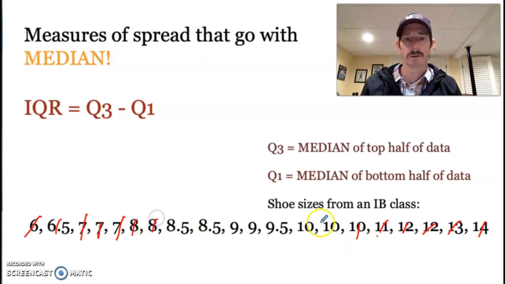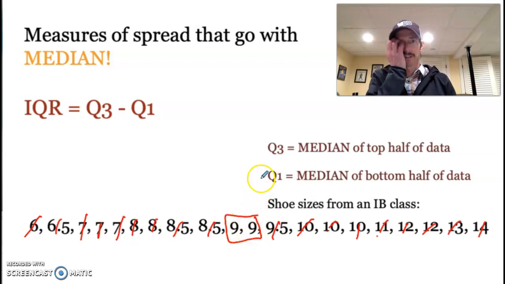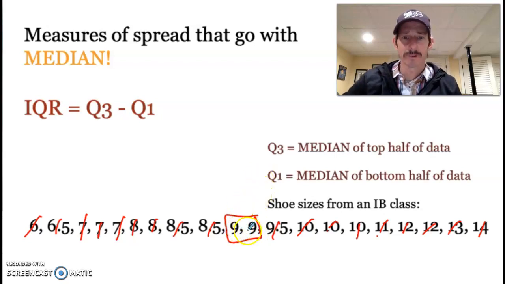If they're not in order, that's your first job, is to put your data in order, and then you can do it. So it looks like this has two values that fall in the middle, and so the median is the average of those two, and luckily for us, it's super easy to average 9 and 9, so the median would be 9.